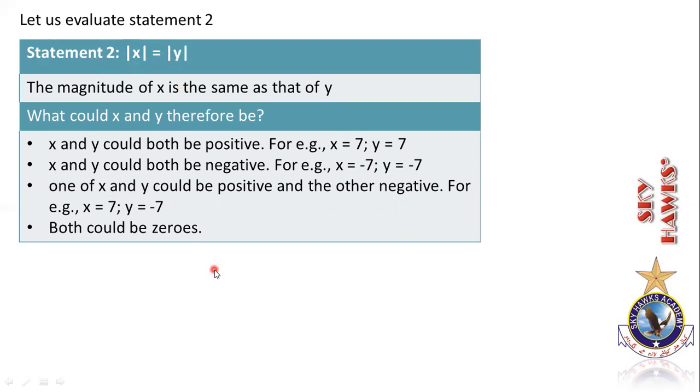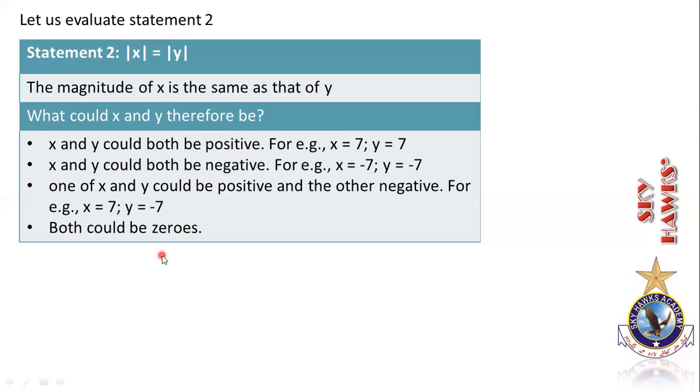Let's see. Okay, both could be 0. One possibility is that, look at this. The statement 1 was saying that their product must not be equal to 0. And here we can put 0. We can consider 0 also because the mod of 0 is 0, and y is 0. So this statement is also true. But in the first statement, if you can recall, their product must not be equal to 0. So from there, x and y both must not be 0, or at least one of these must not be 0, just to fulfill the first statement that their product must not be equal to 0. Product is not 0. So here we have this choice also, that both could be 0.